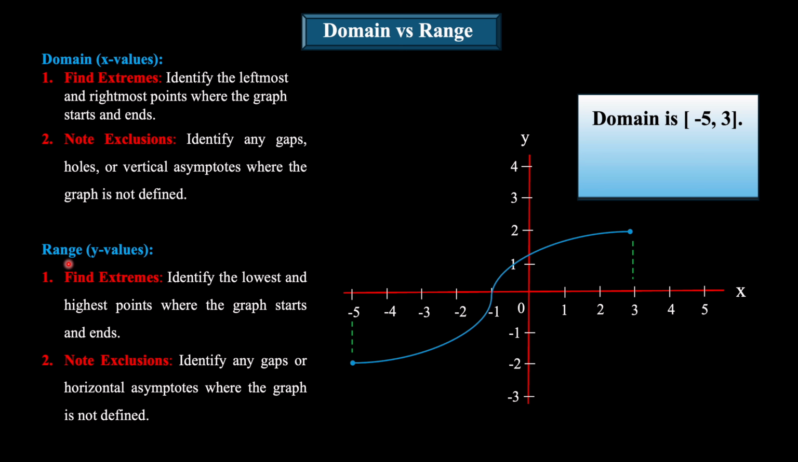Now, to find the range, find extremes also, but on the y-axis. Identify the lowest and highest points where the graph starts and ends. So the lowest point of our graph curve is -2, and the highest point is 2. Now our range is from -2 included until 2 included.